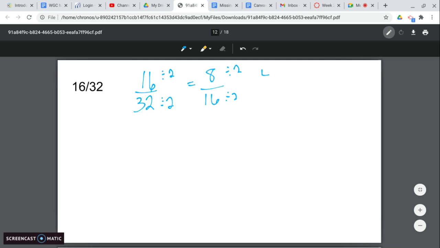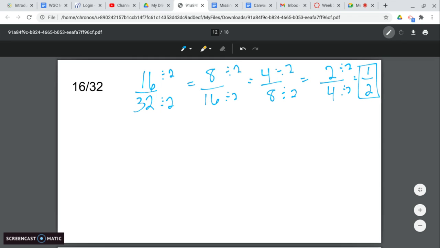8 divided by 2 is 4, and 16 divided by 2 is 8. Still even, divide again. 4 divided by 2 is 2, and 8 divided by 2 is 4. Still even, divide again. 2 divided by 2 is 1, and 4 divided by 2 is 2. So 1/2 is simplest form.